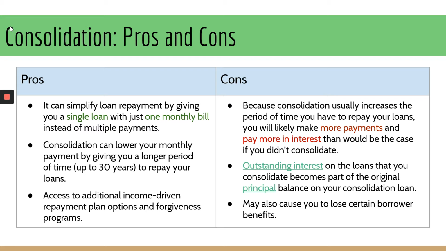Now, cons. Because you consolidate, it usually increases your repayment timeframe, like we mentioned, to 30 years. Thus, more payments means more interest, so it can increase your interest, including on outstanding interest and principal as well. You may also lose certain borrower benefits that you previously had and qualified for.